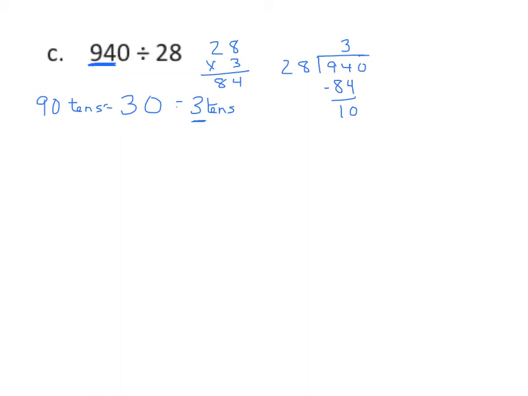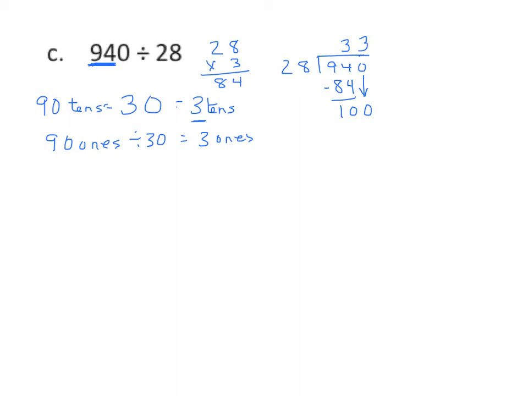But I have 10 tens now, and that can't be divisible by 28, so we're going to regroup by bringing down my 0 here. Now I have 100 ones. So 100 ones is really close to 90 ones. And again, 90 ones divided by 30 equals 3 ones. That works out well. So we're going to put 3 in the ones place.